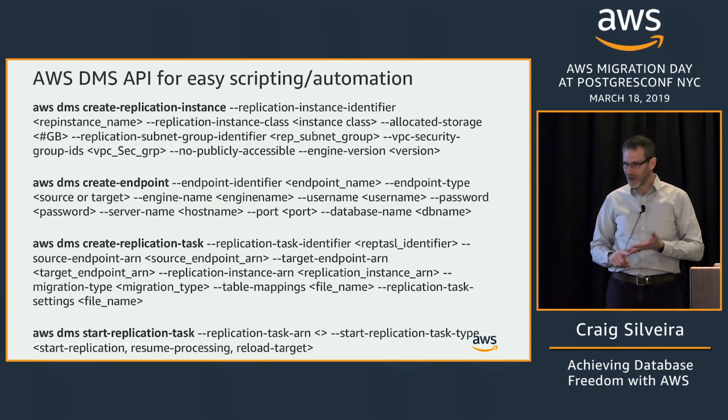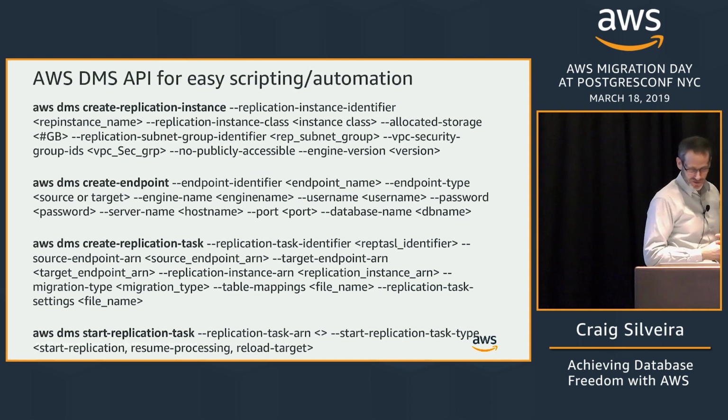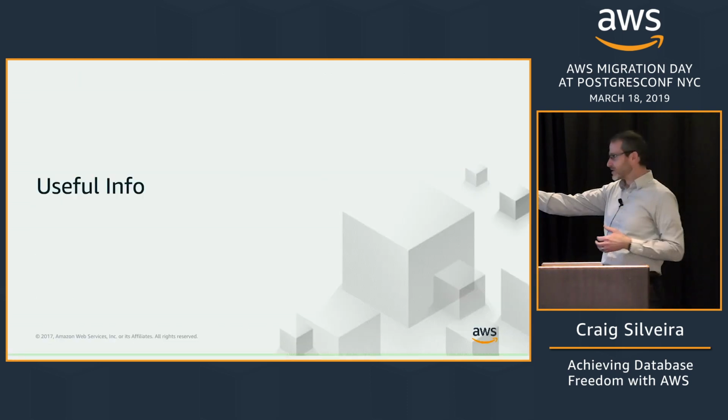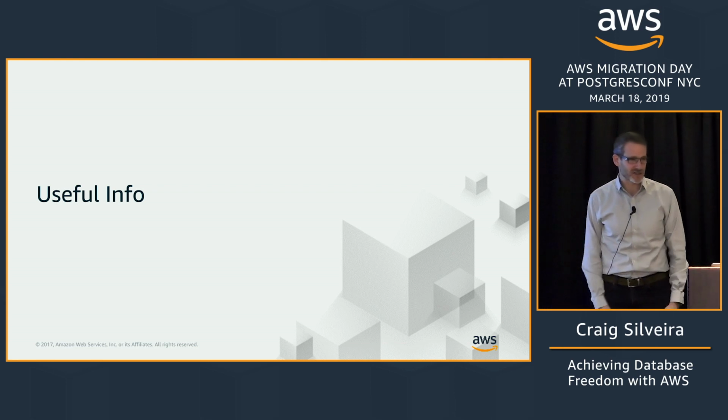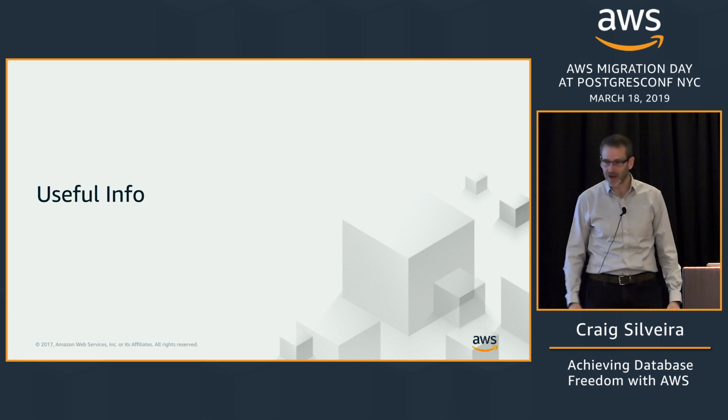The schema, the table, the column level, right? Three basic transformations. Once you define your task with those transformations, you run your replication task, and then you can monitor it through the command line as well.